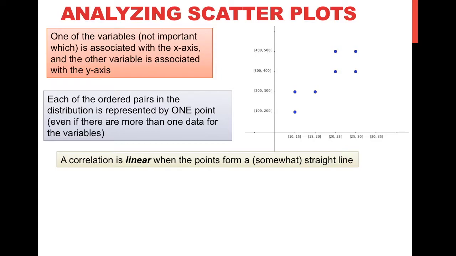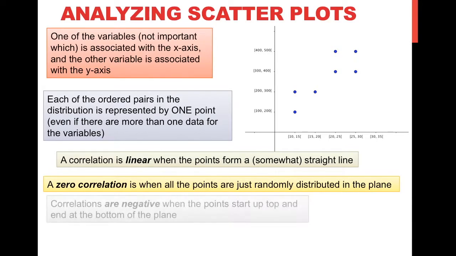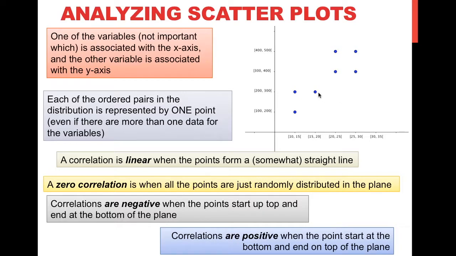A correlation is linear when the points form a somewhat straight line. So in this case, they're kind of straight, right? They're kind of in a diagonal. We could say that they're almost linear. A zero correlation is when all the points are just randomly distributed in the plane. So if you have points like over here and they're not really setting anything up, it's a zero correlation, meaning there is no relation between the two variables. Correlations are negative when the points start up top here and then work their way down. But that's not the case for ours, because ours go from the bottom up, so it's a positive correlation.